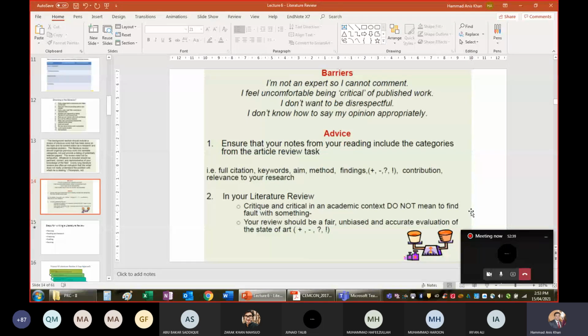The advice I can give is to ensure that your notes from your reading include the categories from the article review task.